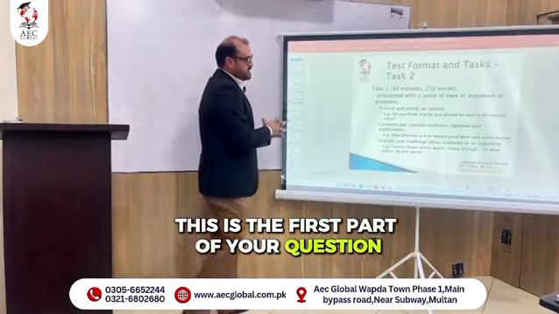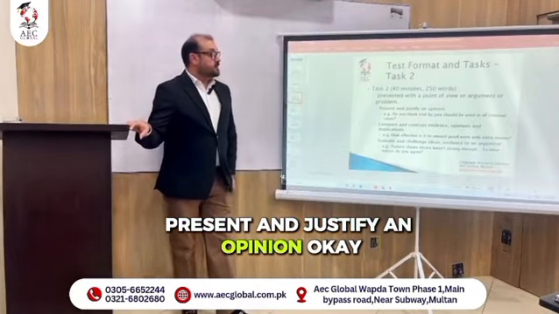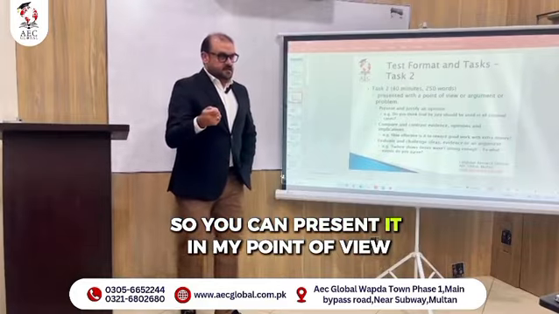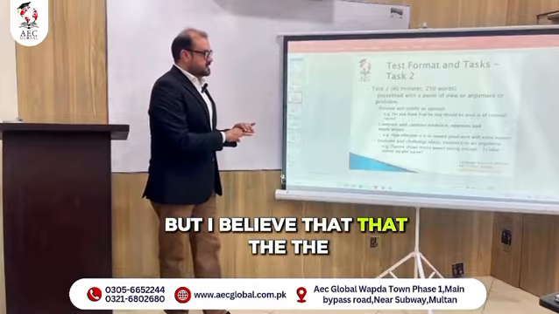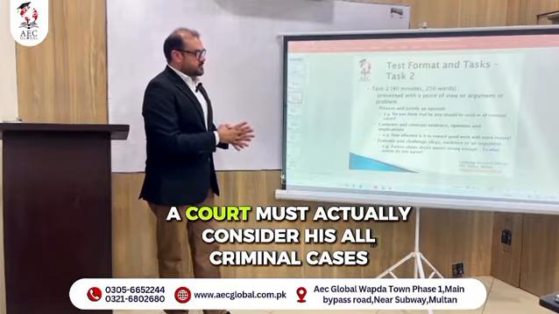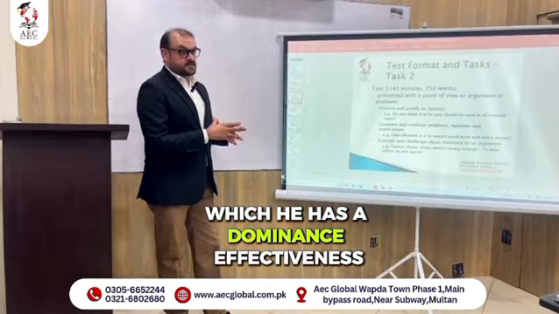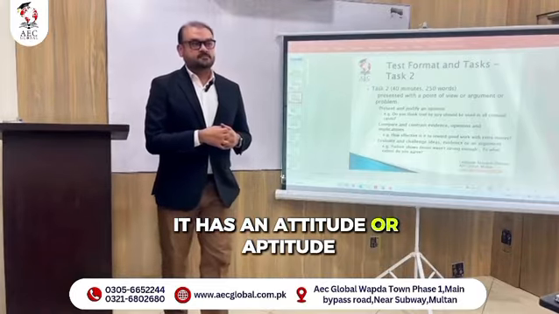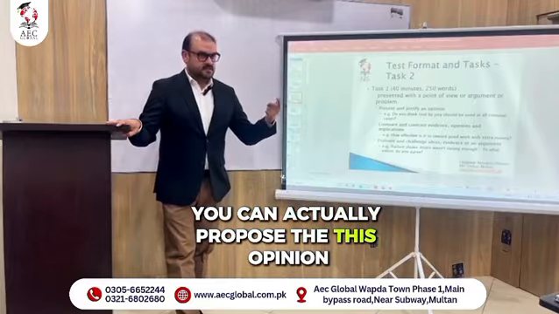This is the first part of your question. The next part of the question is telling you to present and justify an opinion. Whatever stance you took, you can present it. In my point of view, and people may disagree with me, but I believe that the jury, or in fact the jurisdiction system of a court, must consider all his criminal cases, because the person in the past has an attitude or aptitude that may impact his current situations. You can propose this opinion.